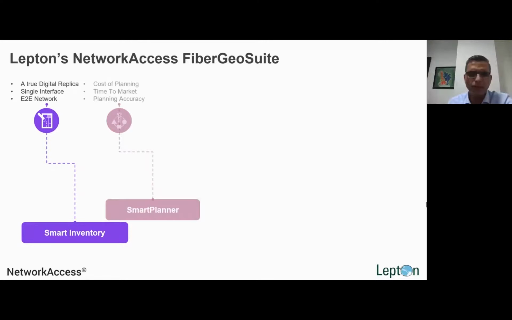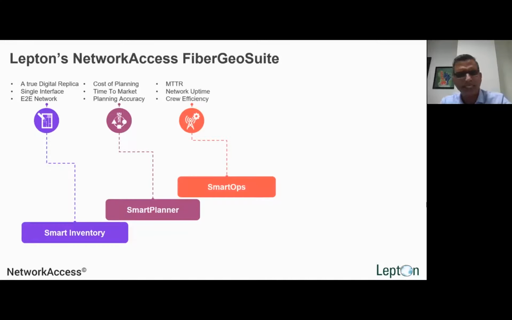It starts with smart inventory. It lets you create a true digital replica, gives you a web-based interface, and model end-to-end networks. Smart planner, you have got the complete greenfield rollout, FTTX plan automation. You give some inputs, and straight away it impacts and hits the KPIs positively.